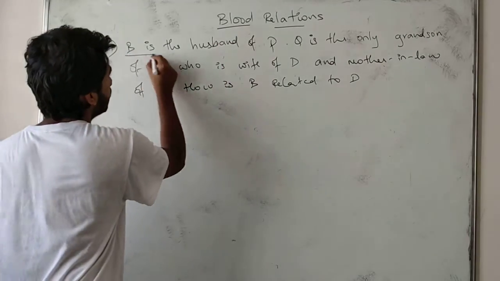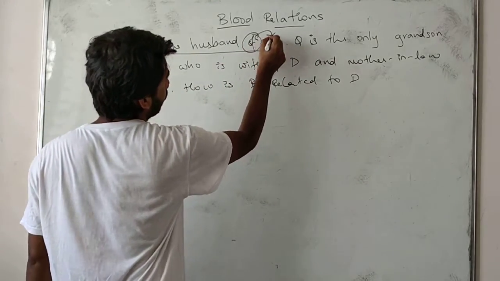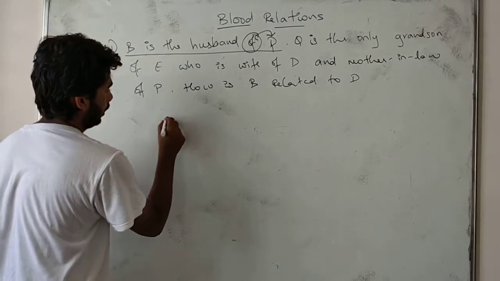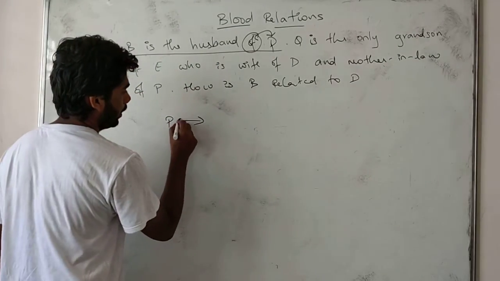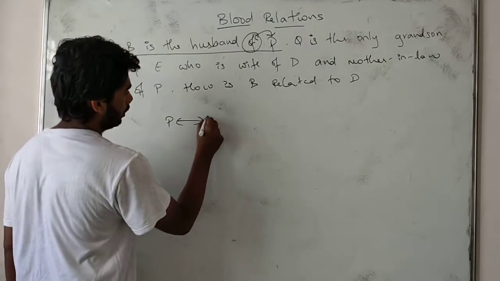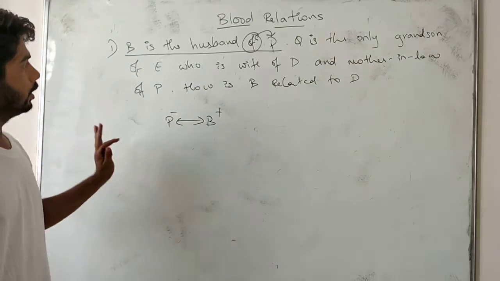Okay. B is the husband of P. Afterwards, whatever comes first, we have to write first. First, we have to write P. B is the husband of P. Means B is husband, plus. Automatically, P will be minus. Okay, this is the first one.